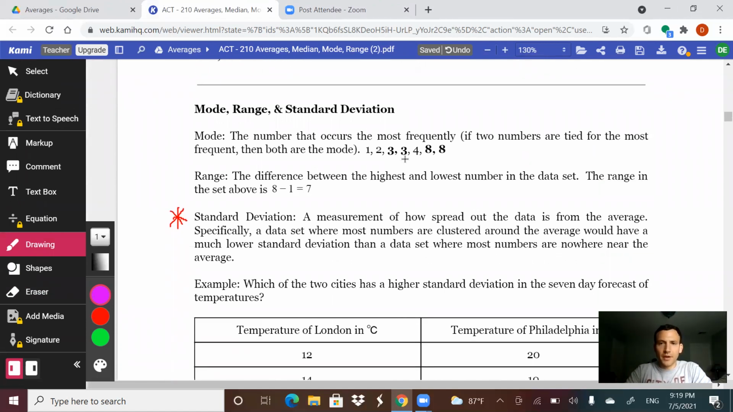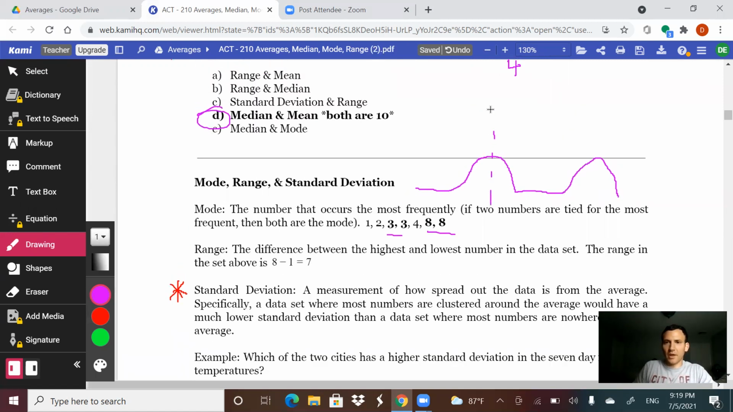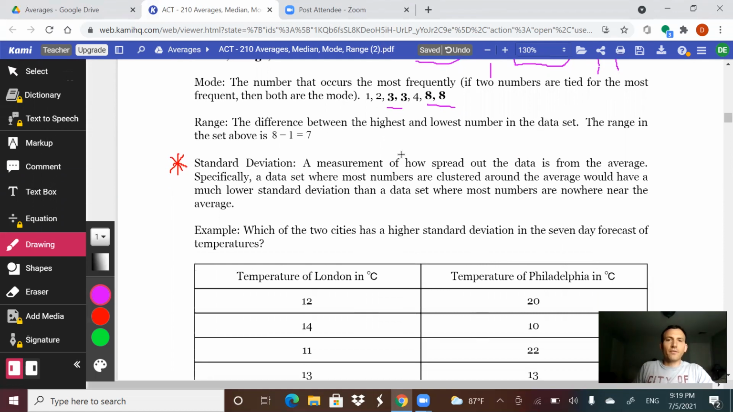Okay. Mode is just the number that occurs the most often. Sometimes you can have 2 modes. In this case, the modes would be 3 and 8. By the way, if you have a bimodal graph, it would look like this. I saw this on a recent test, right? And pretend that this number is 10, and let's pretend this number is 25. This would be a bimodal graph. It has 2 humps or 2 modes. All right, anyway, range is the difference between your highest and lowest number.